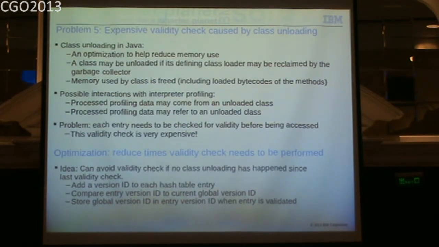So we did this by adding a version ID to each entry and then comparing the entry's version ID to a global version ID, and we would increment the global version ID when a class unload event occurs. So if they're the same, no class unload event has occurred, and we don't need to redo the check.